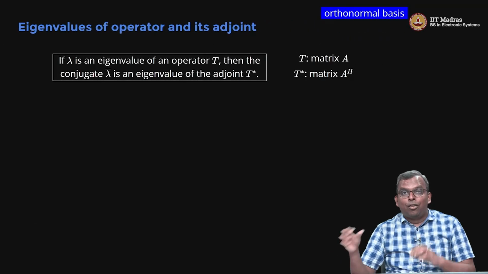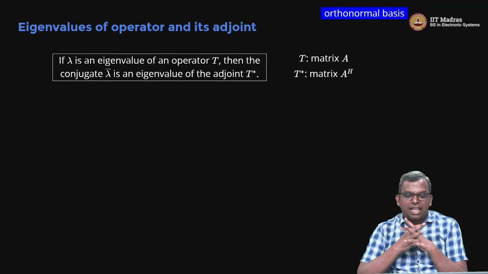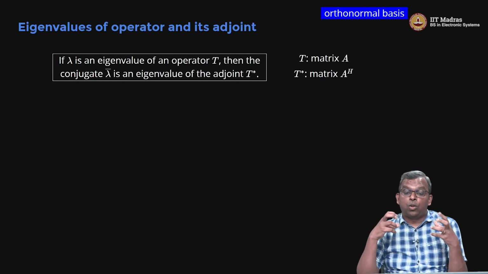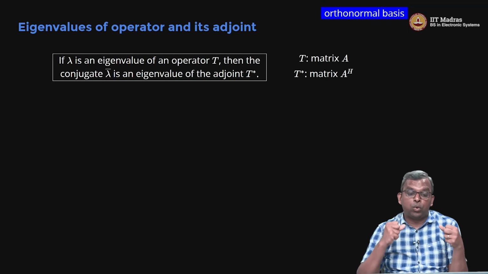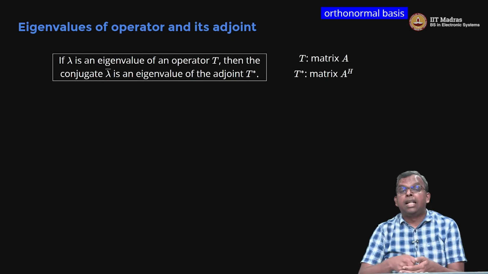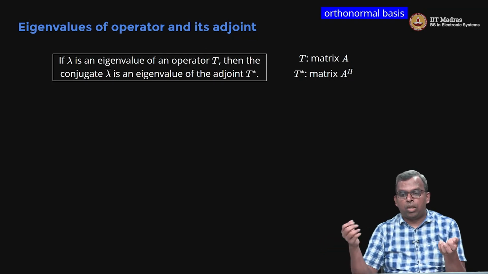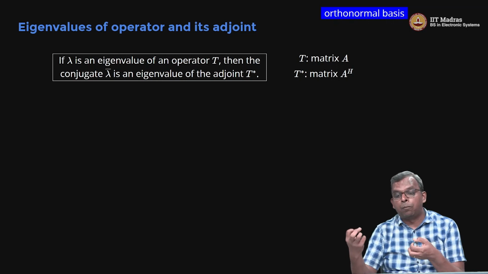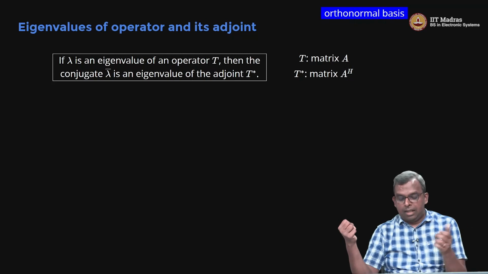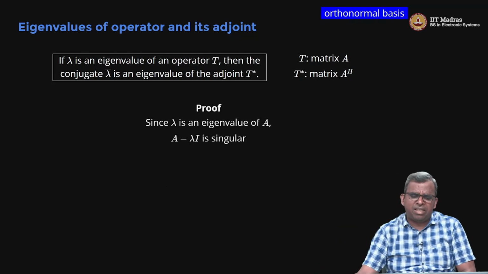Finally, here is a very, very nice property that connects the eigenvalues of an operator and its adjoint. If you have an eigenvalue lambda for an operator T, then the conjugate of lambda, which is lambda bar, becomes an eigenvalue for the adjoint T star. So if you have an eigenvalue for the matrix A, and if you look at A Hermitian, then lambda bar is an eigenvalue for that. The proof is actually very, very simple.